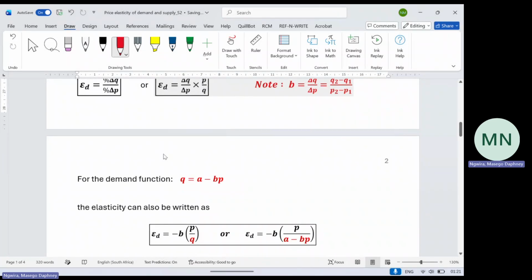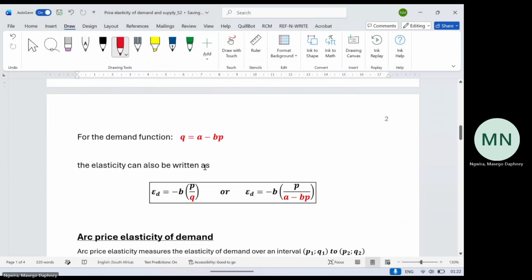And then for the demand function, we know that the demand function is Q equals A minus BP. The elasticity can also be written as, so this formula, we use it if we want our answer to be in terms of P. So if you want our answer to be in terms of P, we are going to use this formula. All right, so this one, we use it when we want our answer to be in terms of P, meaning that our final answer must have P.